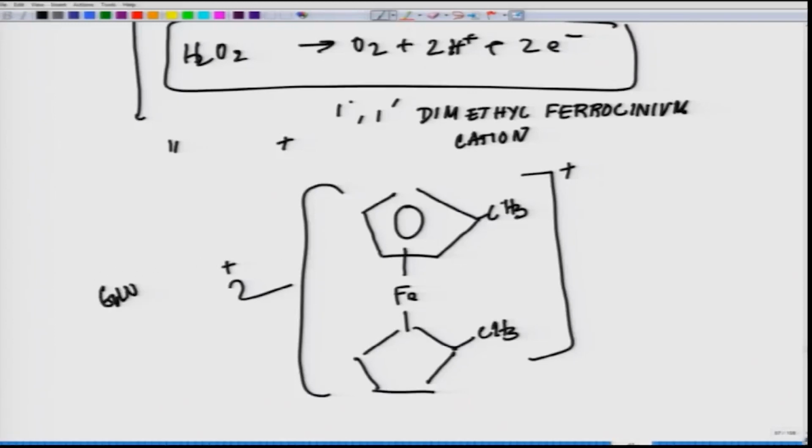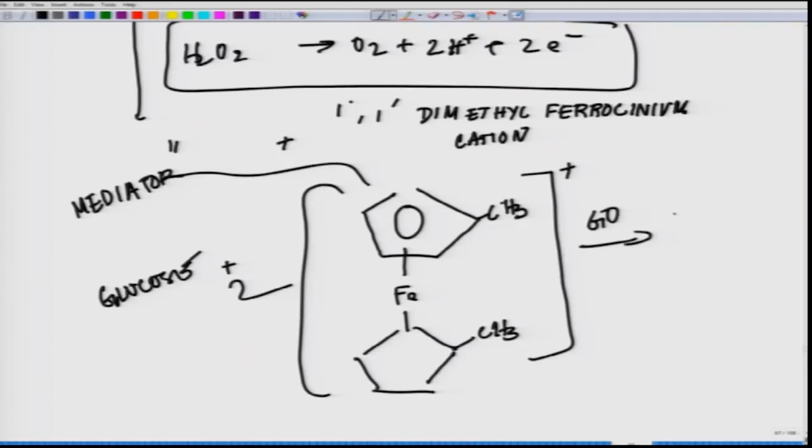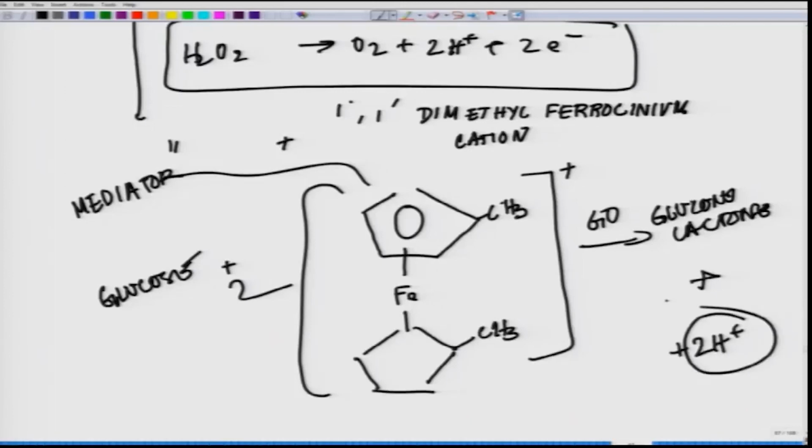What is happening here is that glucose plus 2 dimethylferrocenium cation, which is acting as a mediator, in the presence of glucose oxidase, gives gluconolactone plus 2 of this 1,1' dimethylferrocene, and plus 2 H+. So, 2 protons are getting generated.